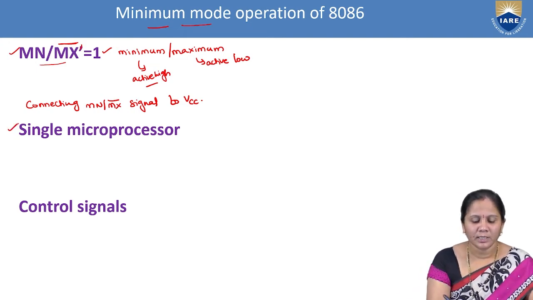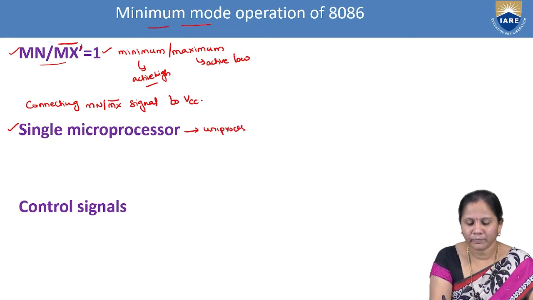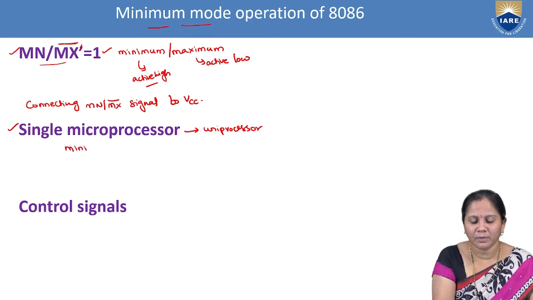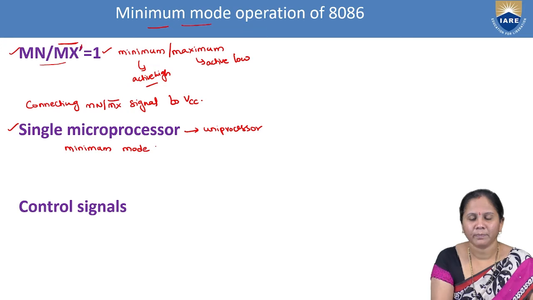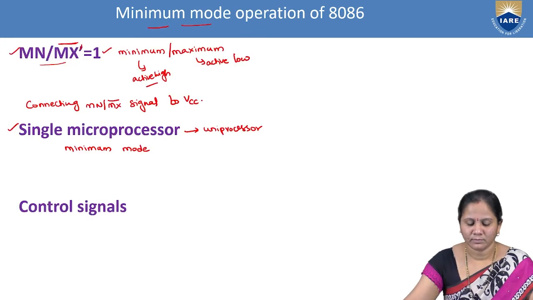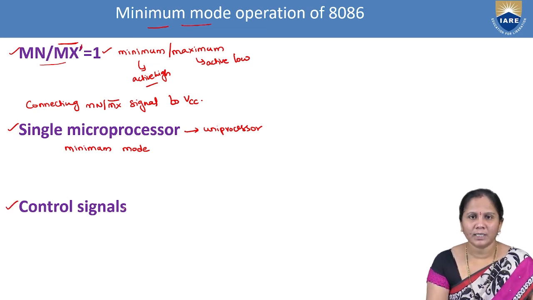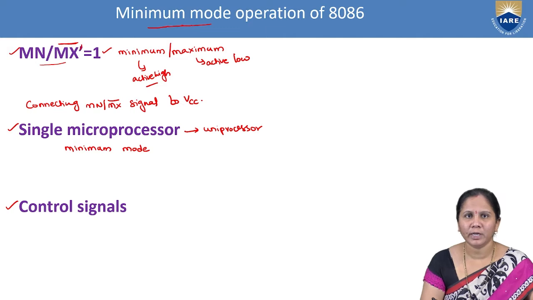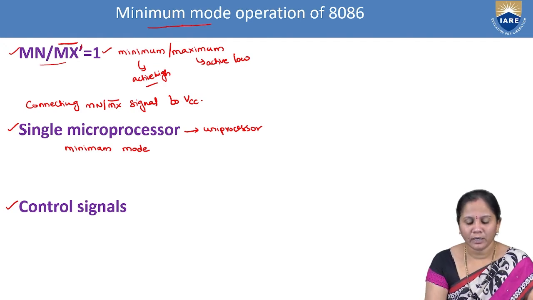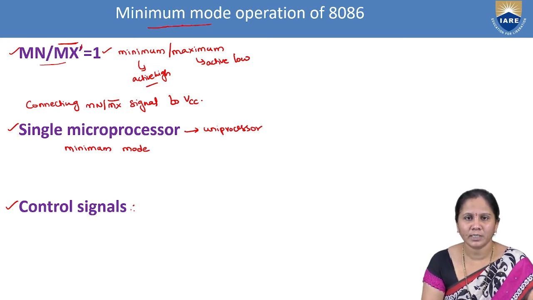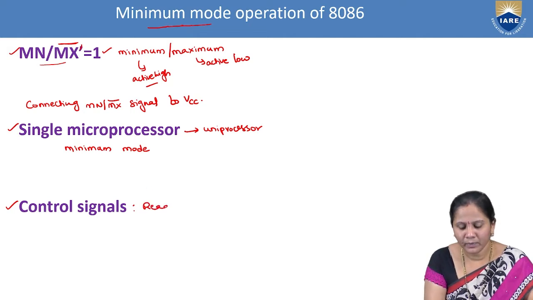And next is single microprocessor. Why? Because in the minimum mode, it is called a single microprocessor or uniprocessor. Coming to the control signals, if it is operating in the minimum mode, all the control signals will be available within the 8086 microprocessor itself. In the block diagram we have seen the different control signals, and the main control signals are chip select, read, write. In the minimum mode, all the control signals will be present within the 8086 itself.